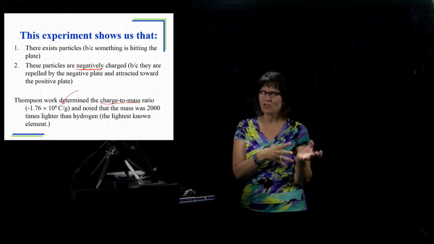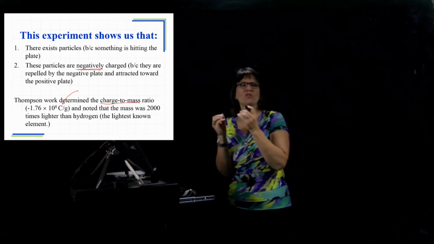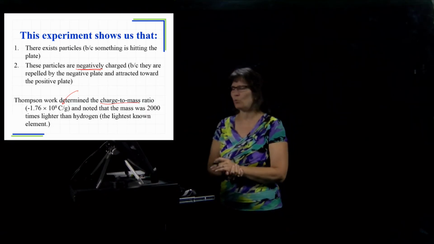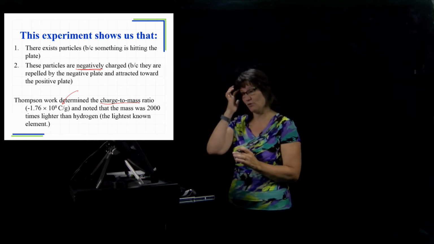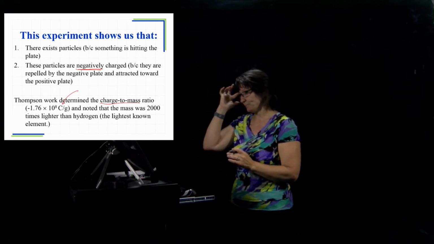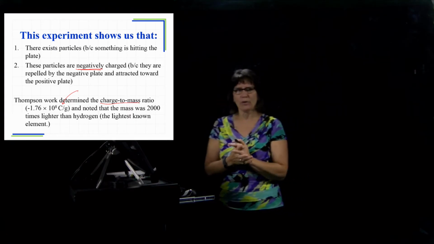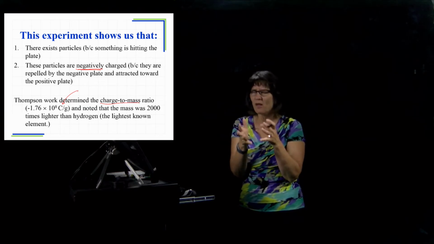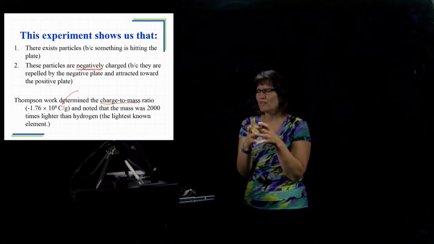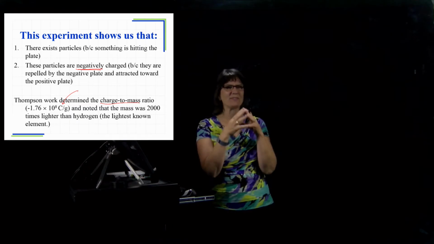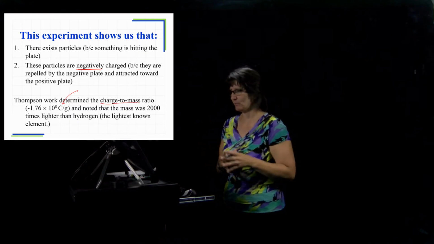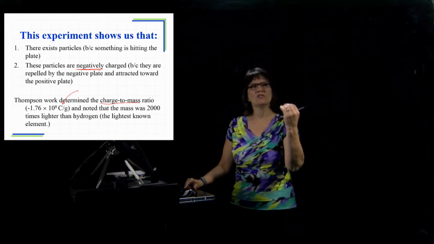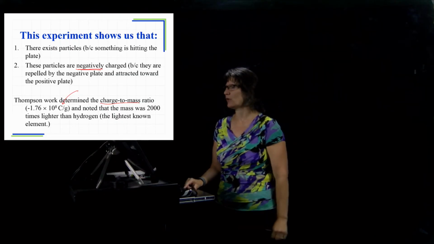He couldn't figure out how much the particles weighed. He didn't know how much charge was on each particle, but he knew that if you had a whole gram of them, it would carry 1.76 times 10 to the 8th coulombs. And it was also noted with his experiments that whatever this particle was, it was about 2,000 times lighter than the lightest atom, which was, of course, hydrogen. So these are some of the things as we start developing the concept of the electron.